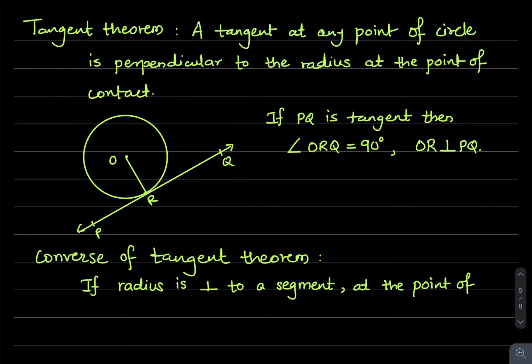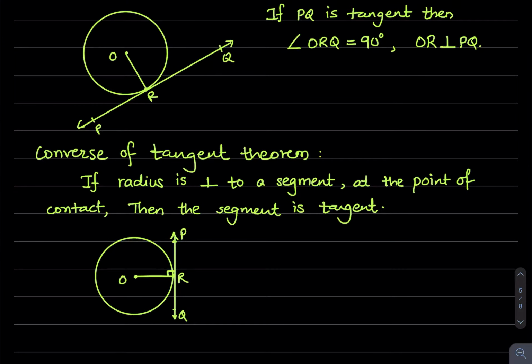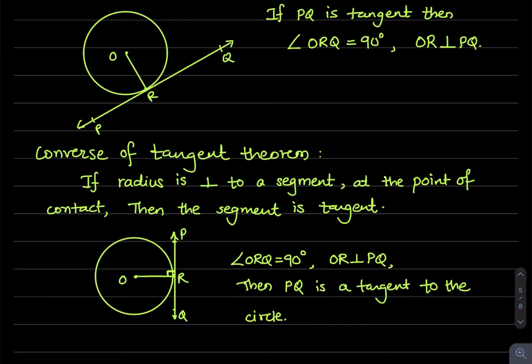Now the converse of this theorem is if radius is perpendicular to a segment at the point of contact, then that segment is tangent. So to understand the converse, I have drawn this diagram which is same as above. So now the converse says that if angle ORQ is 90 degree, then PQ is perpendicular to OR.